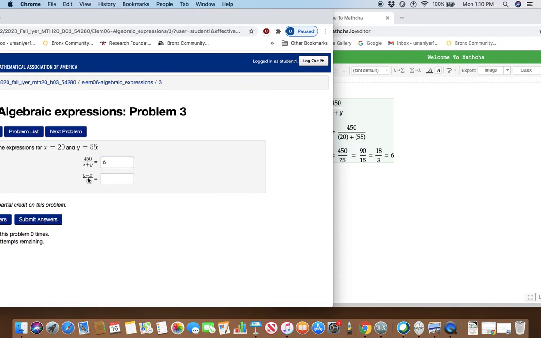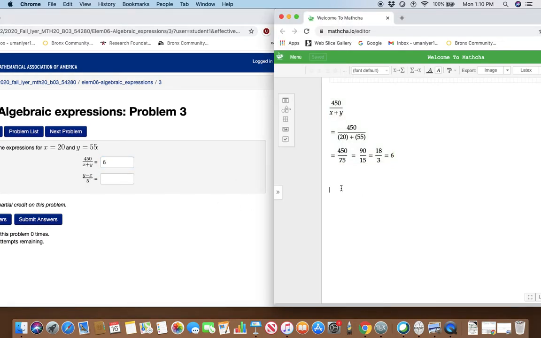Next, y minus x over 5. It's a fraction, y minus x over 5, which is equal fraction, remember parentheses minus parentheses over 5. That's a y parentheses, 55. That's an x parenthesis, 20. So that gets us the fraction 55 minus 20, 35 over 5. That's a 7.